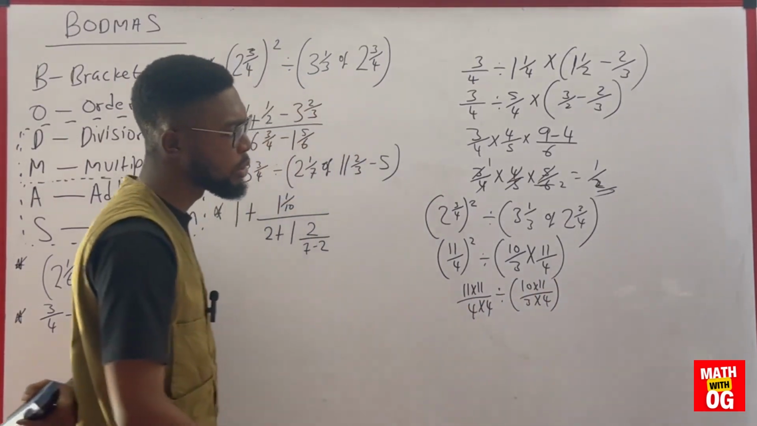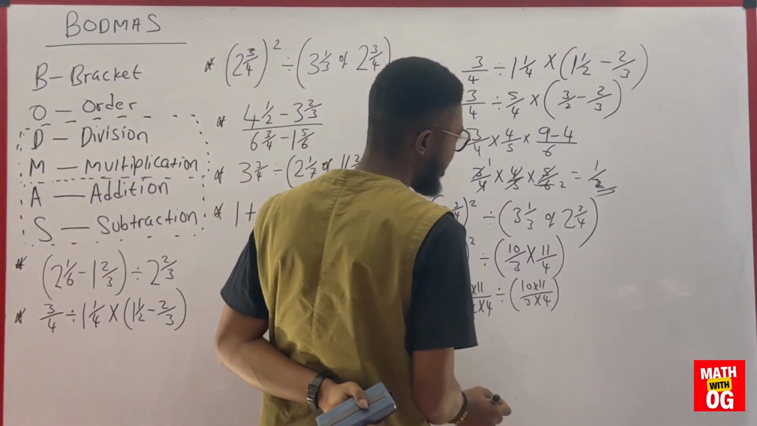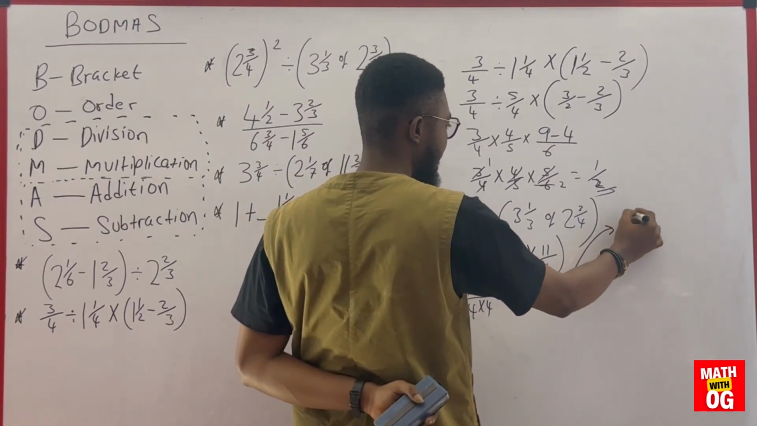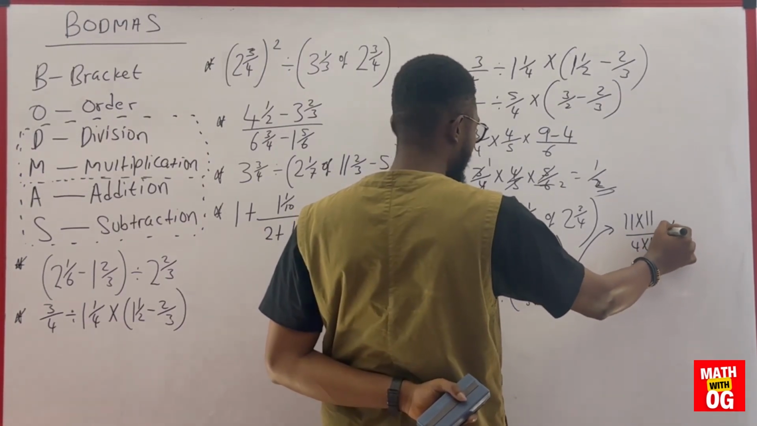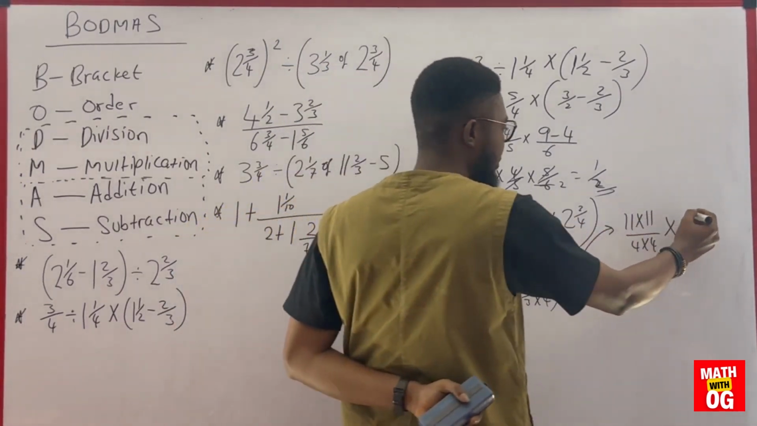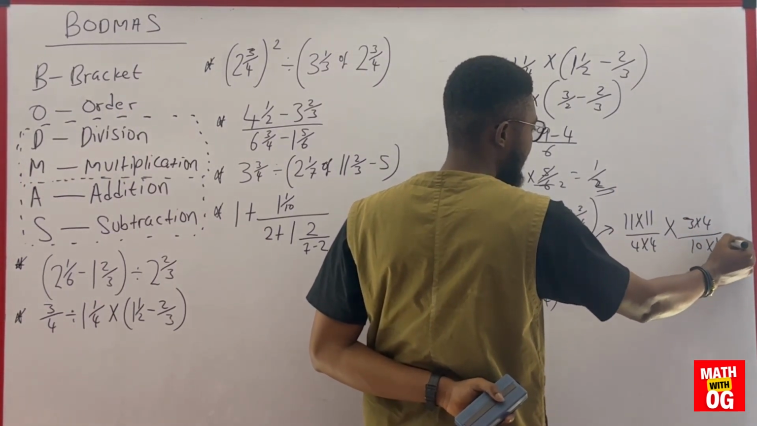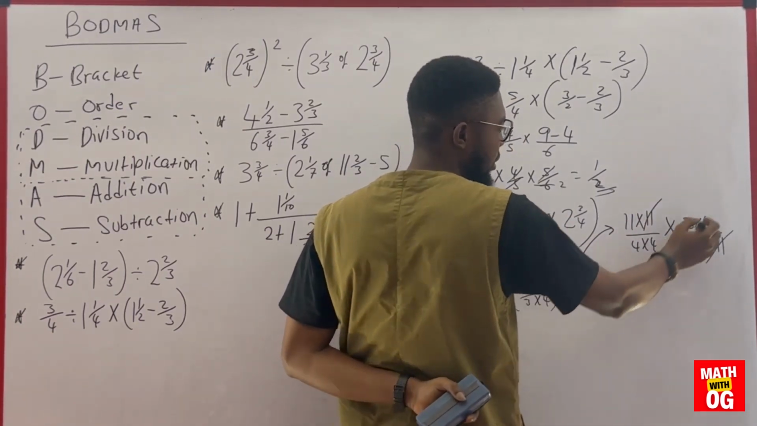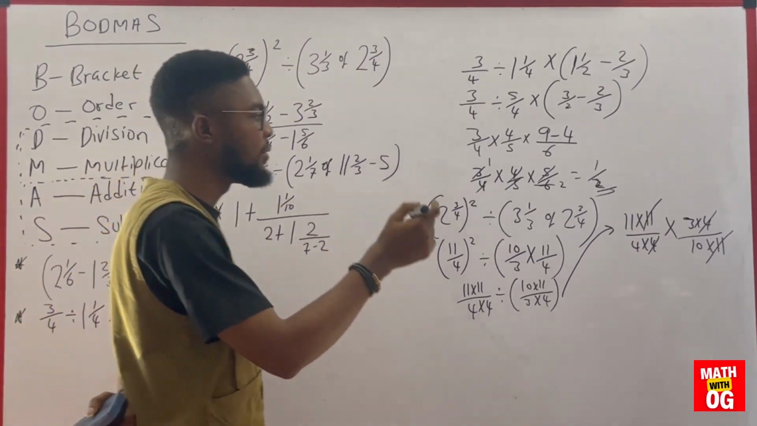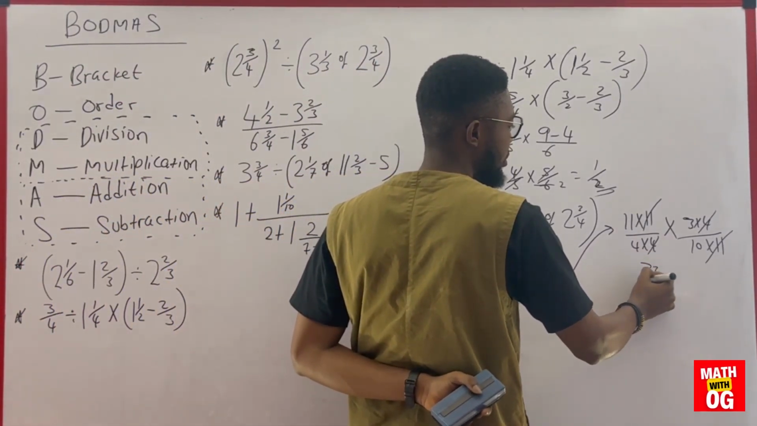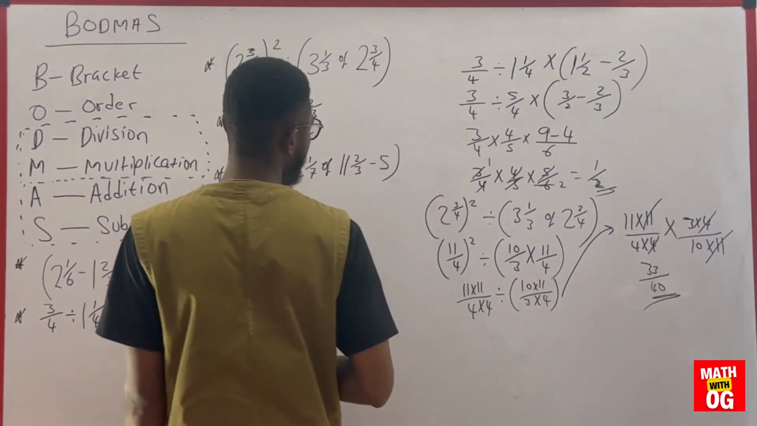Now let's change this guy to multiplication and invert the fraction. Change to multiplication, invert the fraction. So if I do that here, this will be 11 multiplying 11 all over 4 multiplying 4 multiplying 3 multiplying 4 all over 10 multiplying 11. 11 cancels 11. 4 cancel 4. I think that's as far as we can go. Now 11 times 3 is 33 for the numerator. 4 times 10 is 40 for the denominator. That's the answer to that question.